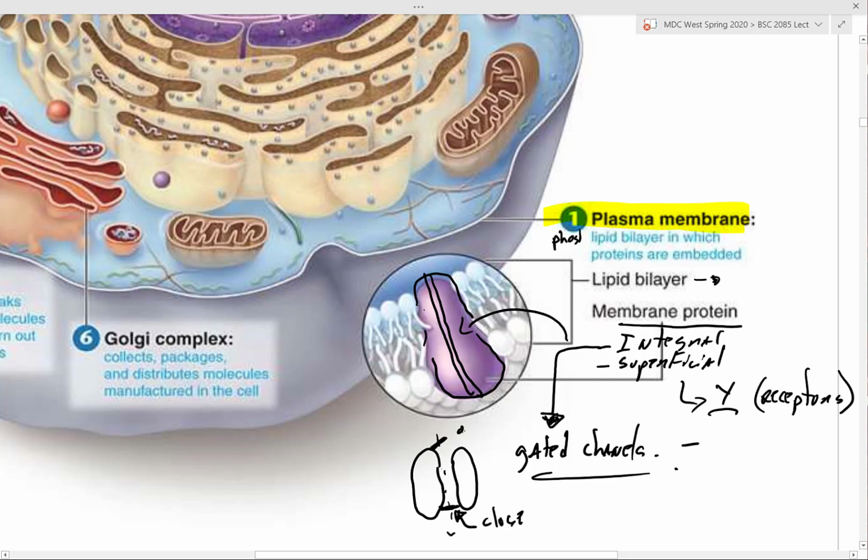Or the door can be what? Open. If the door is open, then any ions, any electrolytes, anything can actually go through as long as it fits through that channel. Like if I put the door open here in the classroom, right, anybody can go through, in or out, as long as you're able to fit through it. Does that make sense? So these gated channels can have their doors opened either with an electrical stimulus.